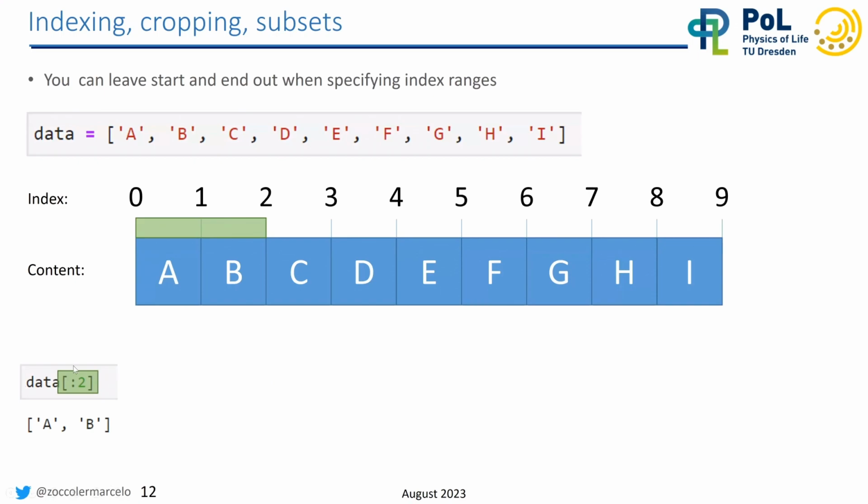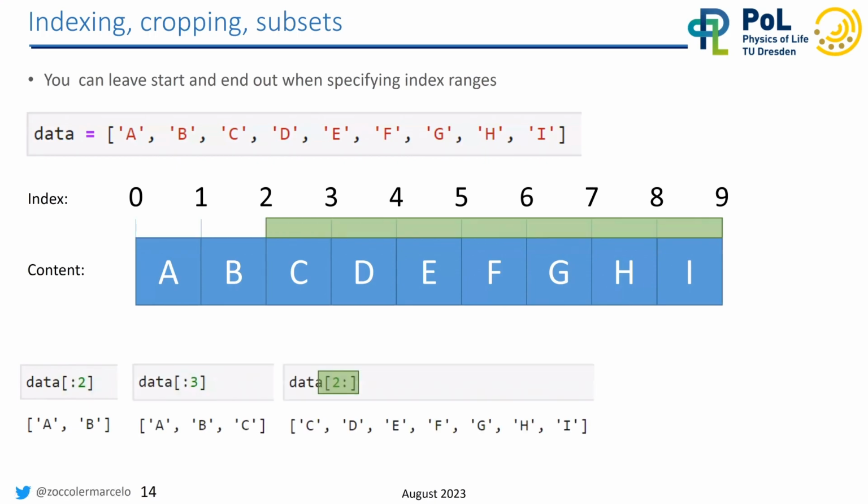So here you have just a colon, and then you have 2. So it's implicit that it should start at 0, and it would get just A and B. Also here it's the same thing. On the other hand, if you omit the end of the list, it will just go up to the end. It's starting at position 2 and getting all the elements up to the end of this list. Also here with 3.